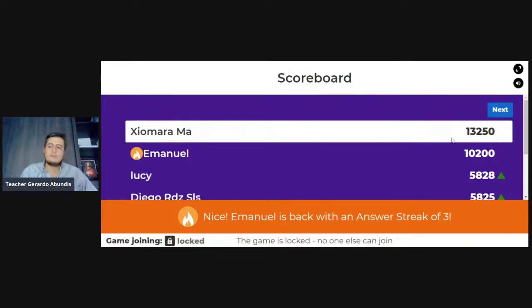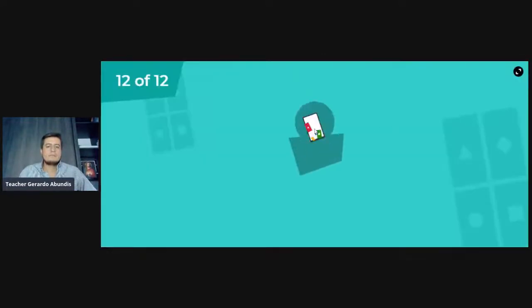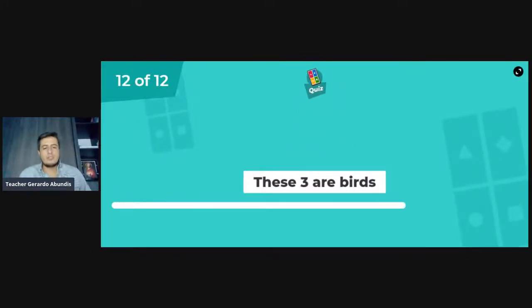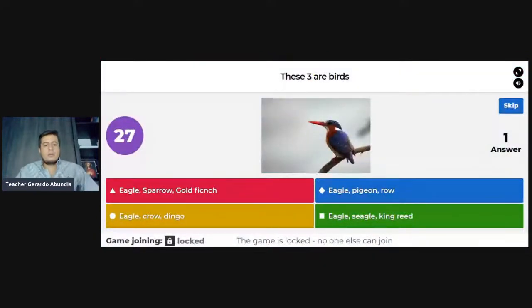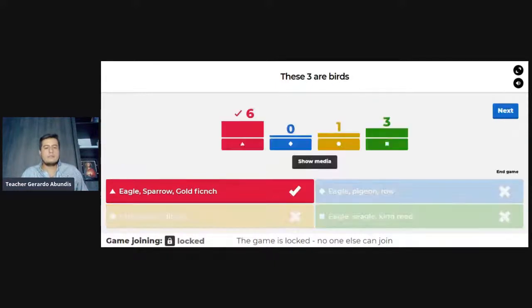Pay attention. So over here, we have the next question, the last question. These three are birds. Choose the best one. Ready? 3 seconds. All right, very good. We have 6 people who got it correct. Awesome. It is the eagle, the sparrow, and the goldfinch. Very good. The goldfinch.